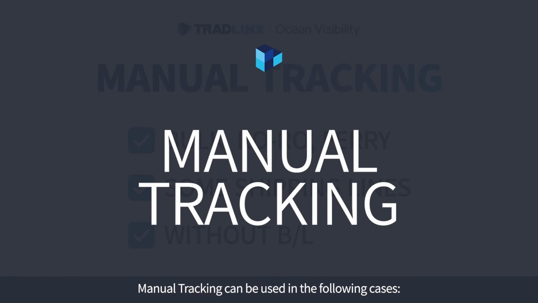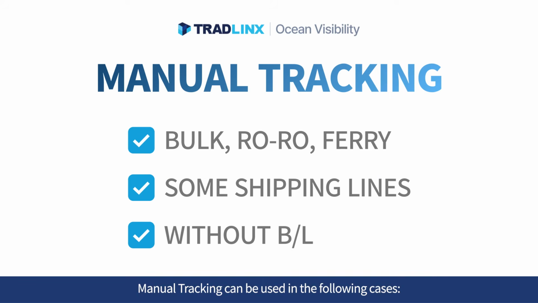Manual tracking can be used in the following cases. 1. For bulk carriers, ro-ro ships, or ferries that don't have regular automatic schedule updates. 2. When the container's shipping line is not covered by OV's automatic tracking service. 3. For some reason when you don't have the BL number.